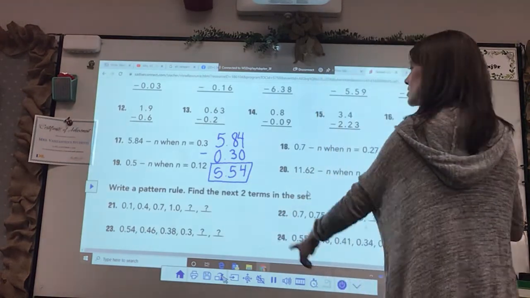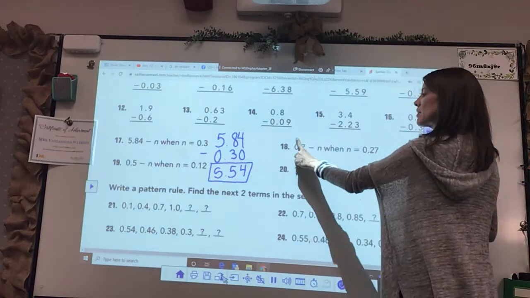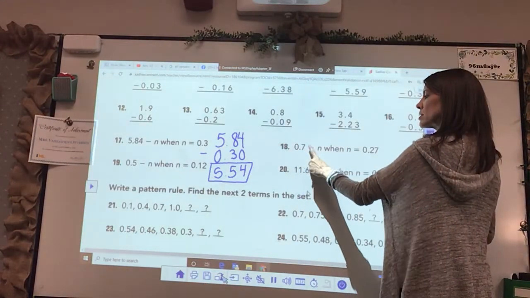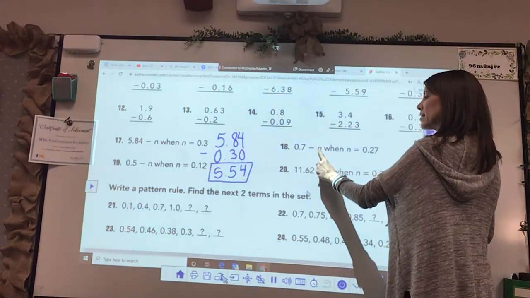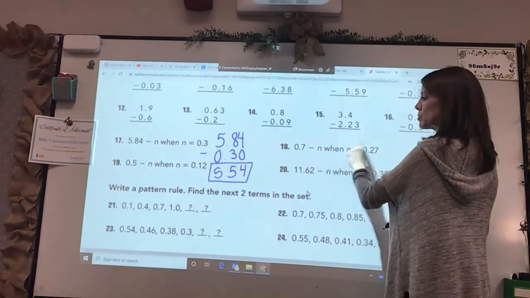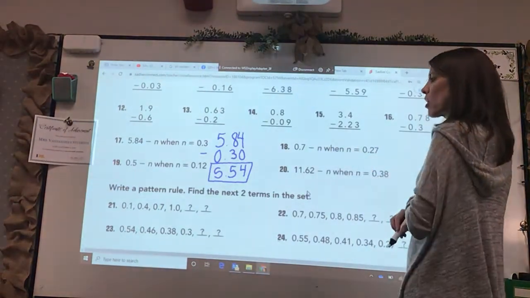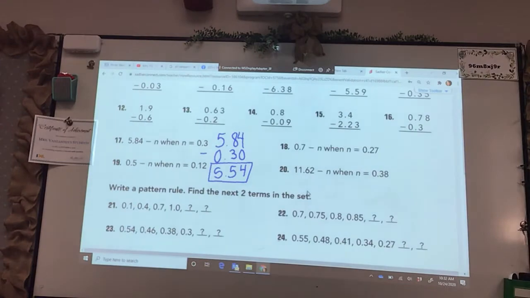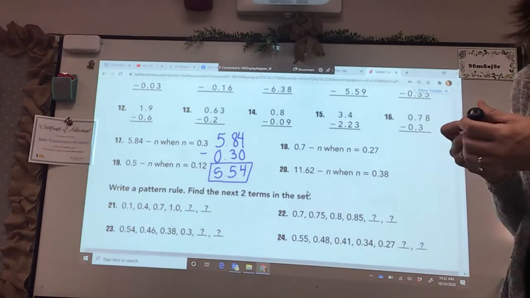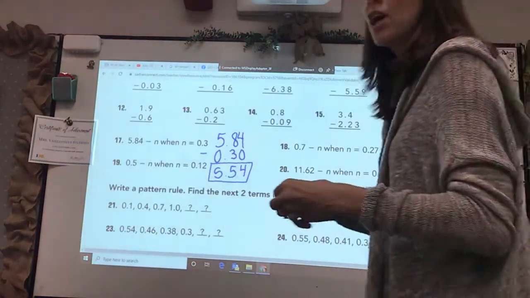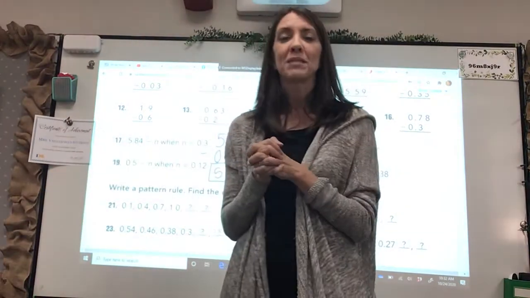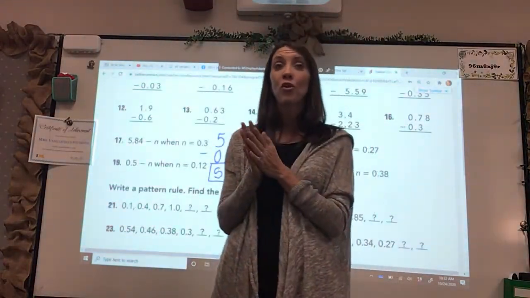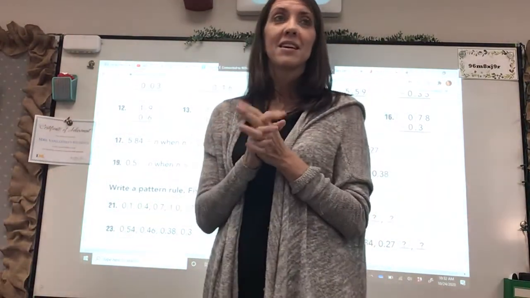All right, so it looks like for all of these, it's just giving you an amount, saying subtract n when n equals this. You're just going to plug that number in for all of those. All right? Go ahead and take some time and do your classwork and or your homework, whatever is set up for you to do, and I think you will be fine on subtracting those decimals.